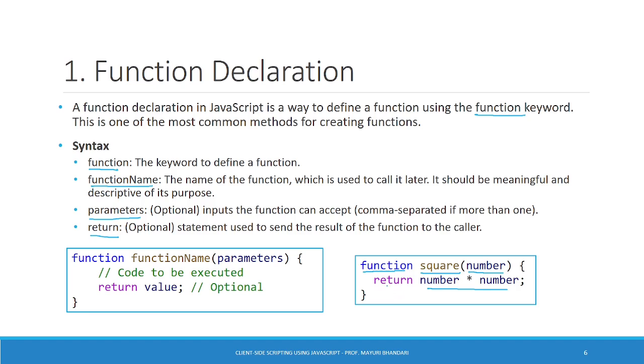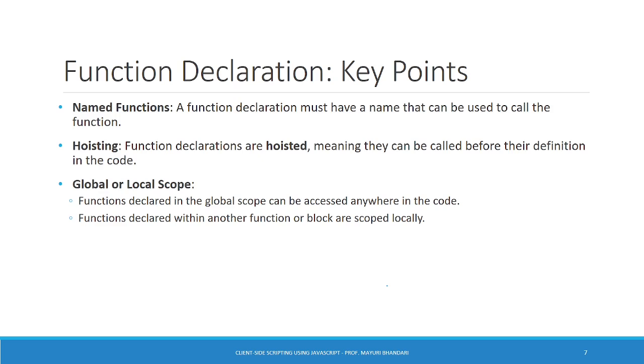Now let us discuss some key points about function declaration. First point is named functions. A function declaration must have a name, and this name is how we call the function later in the code. Naming your function descriptively helps make your code more readable and understandable. For example, if you are writing a function that squares up a number, the name should be like square, which would make sense.